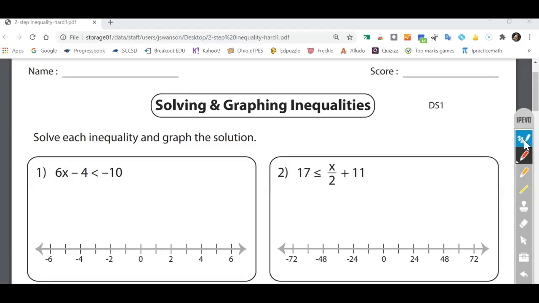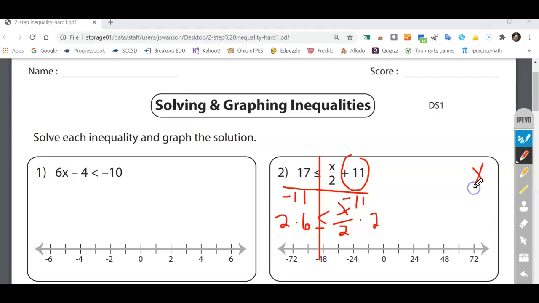So I'm going to do number 2 for you here. So we make our t-chart. We get rid of the 11 by subtracting 11. Remember, we do the inverse operations. 17 minus 11 then is 6. And we still got the less than or equals to symbol. And we got x over 2. So what we have to do now is to get rid of the division by multiplying both sides by 2. And it is x on the right. That symbol stays the same, and it is 12.